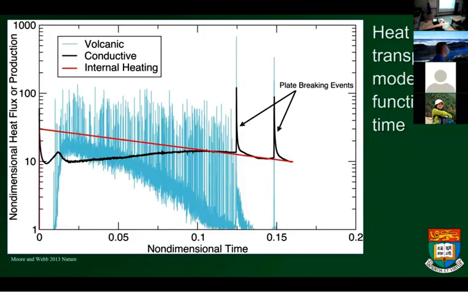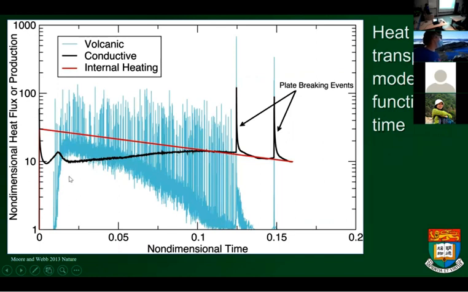And this is sort of an illustration of how that could work through time. Your x-axis is non-dimensional time moving forward to the right. Your y-axis is heat flux or heat production. So the red line essentially shows you radioactive decay in the Earth. And as time moves forward, we expect radioactive decay to diminish as we have less and less radioactive material. That will translate into heat production and heat loss via volcanism in blue and via conduction in black.